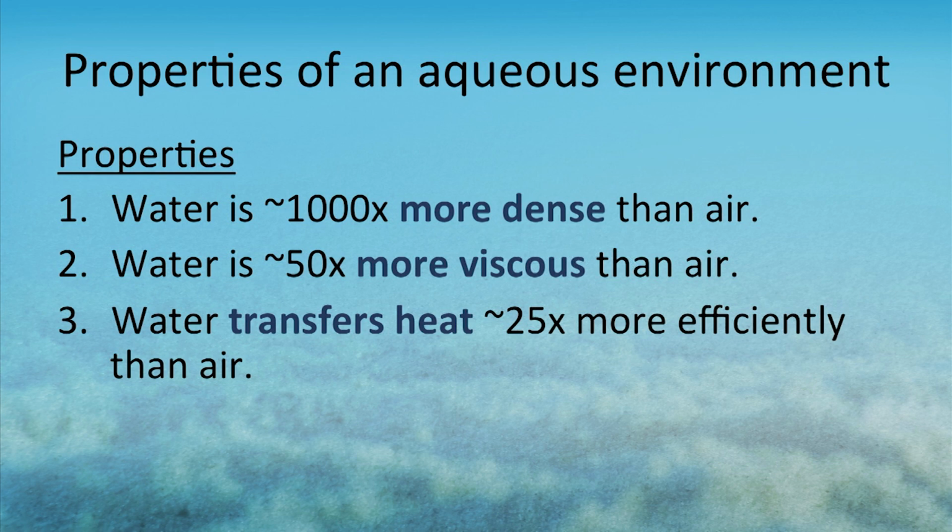So these are going to be properties of water that are considerably different than properties of air. Again, in each case, marine mammals will have to learn how to adapt to those different properties. Otherwise, they won't survive in an aqueous environment. Let's go ahead and take a look at the first one in some detail. Water is 1,000 times more dense than air.